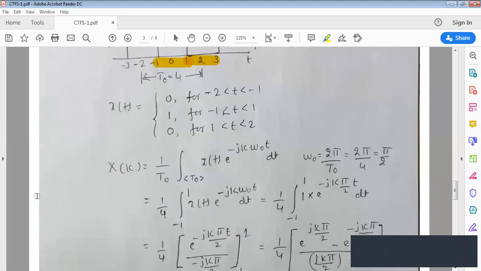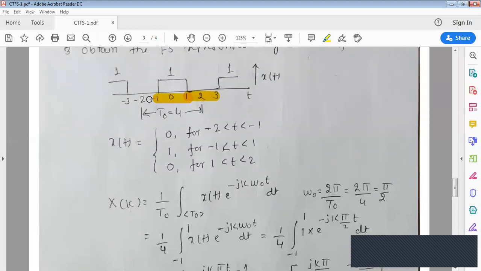Now what is the equation? X of k is equal to 1 by t naught, integral over a period of t naught, x of t into e power minus jk omega naught t. First obtain omega naught. Omega naught is 2 pi by t naught. What is your t naught? 4. Therefore, it will become pi by 2. So, I'll write 1 by 4, since t naught is 4. Therefore, integral. What is the integral limit? Minus 2 to plus 2 is the total limit.